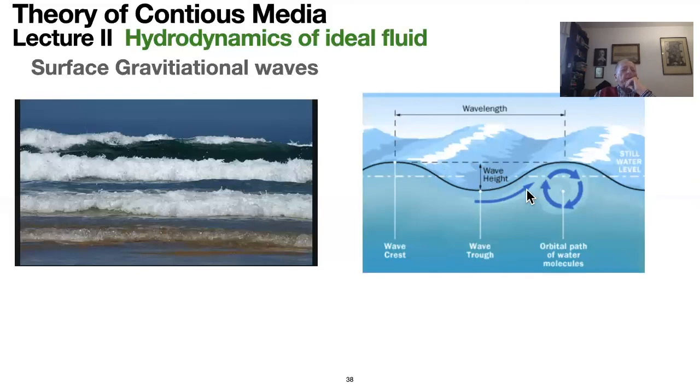And we will find a fundamental relation between the frequency of those waves and the wavelength. And you will find out that in contrast to what you remember from high school, that the frequency of a sound wave or electromagnetic wave is inversely proportional to the length of the wave, the relation between the surface gravitational wave frequency and the length is algebraically different, and that those waves are dispersive.